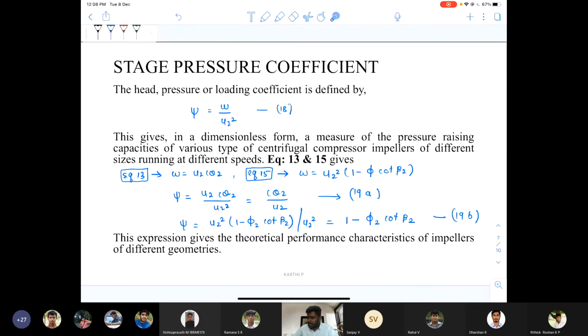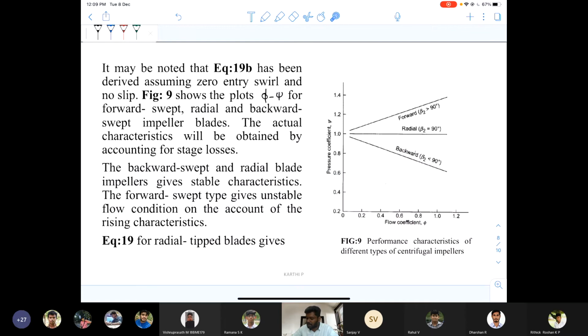Okay. It may be noted that equation 19b has been derived assuming zero entry whirl component and no slip. That is, throughout the concept of centrifugal stage compressor, we will be considering C theta 1 is equal to 0. Therefore, equation number 15 is derived by considering C theta 1 is equal to 0.